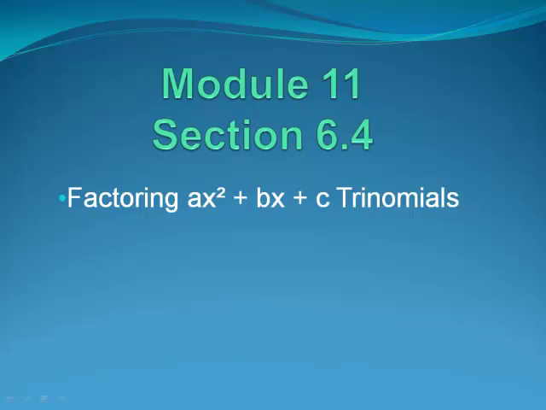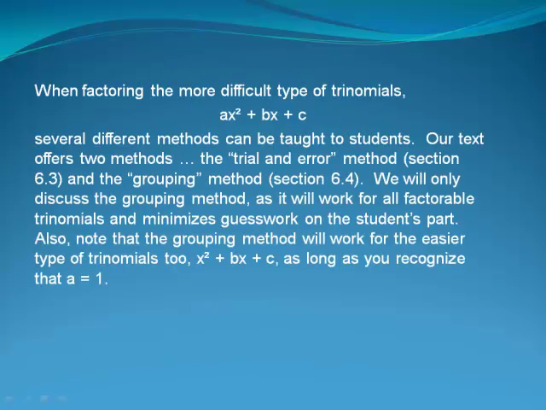This is Module 11, Section 6.4, factoring ax squared plus bx plus c trinomials. When factoring the more difficult type of trinomials, ax squared plus bx plus c, several different methods can be taught to students. Our text offers two methods, the trial and error method, which is Section 6.3 in our text, and the grouping method, Section 6.4.